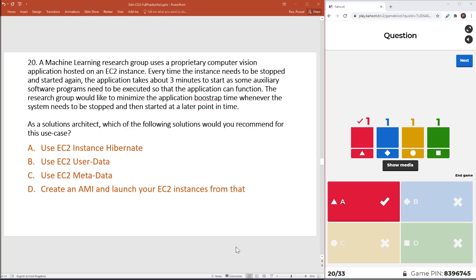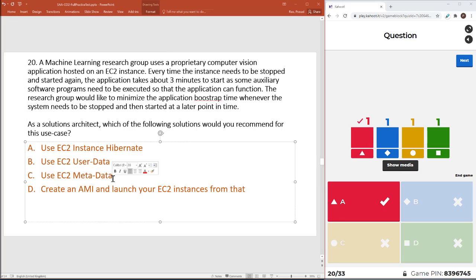15 seconds left. Oh, that was a perfect split, I would say. Everyone thought a different answer. The correct option is A. And why? Let's see. The application takes about 3 minutes to start. Because of some auxiliary software programs that need to be executed so that the application can function, all that information can be put in user data or metadata.